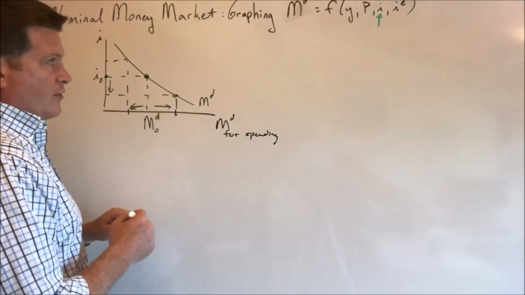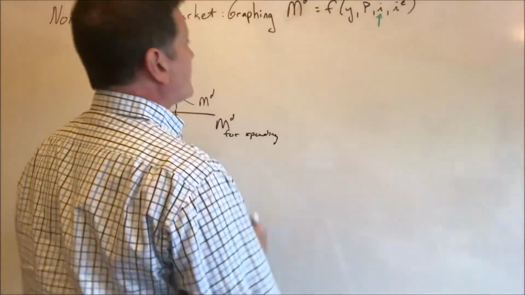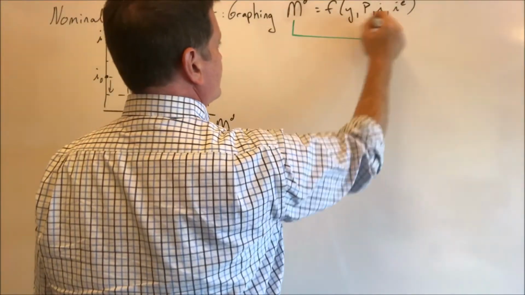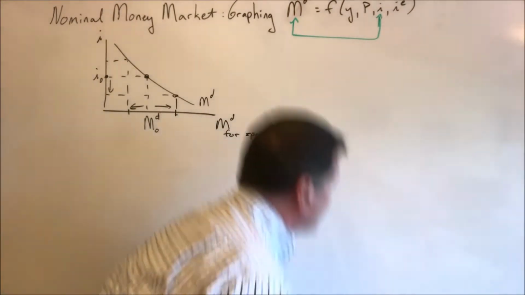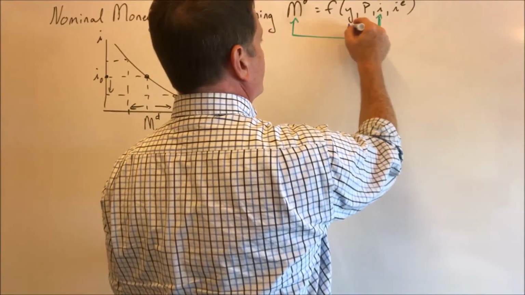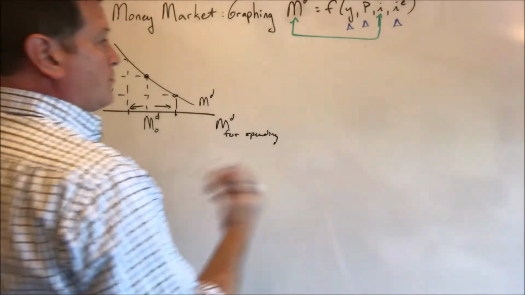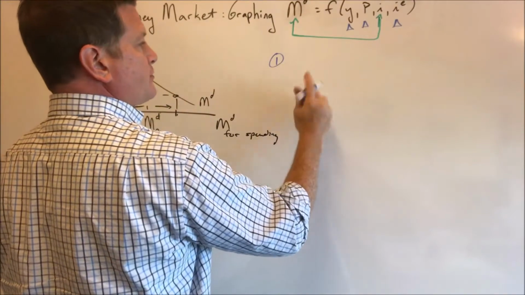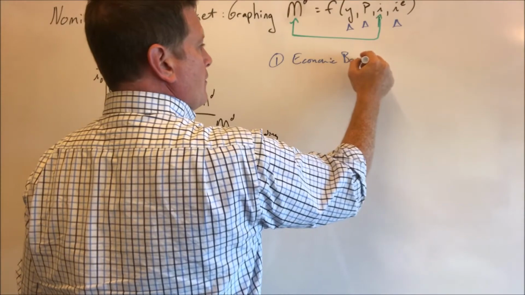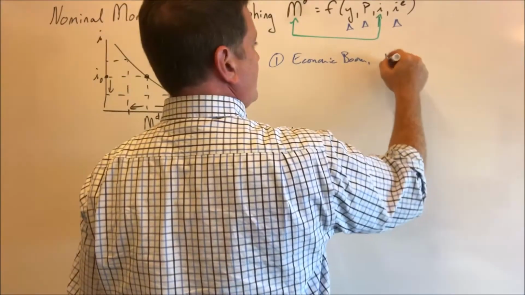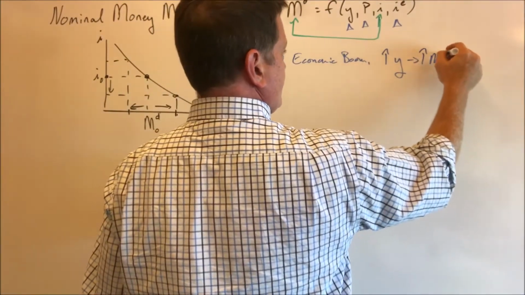What shifts the curve around? Well, if it's graphed according to these two things, it's graphed in that space, then all these others are factors that shift the curve. So let's take number one. Suppose there is an economic boom in this economy and there's an increase in real GDP. That will increase money demand.